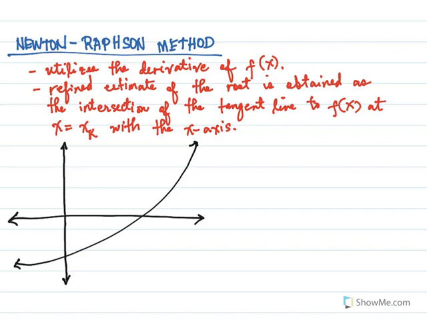In this video, we will discuss the Newton-Raphson method in solving for the root of a nonlinear equation. This method is an open method, just like the fixed point iteration method, and it utilizes the derivative of a function f of x. That is why a very important consideration in using the Newton-Raphson method is your function should be something that is easy to take the derivative of. It's easy to differentiate.